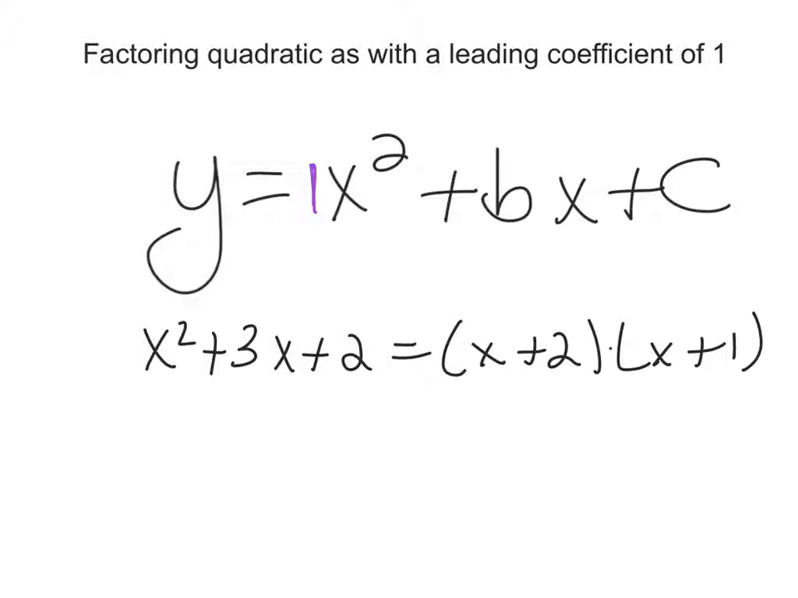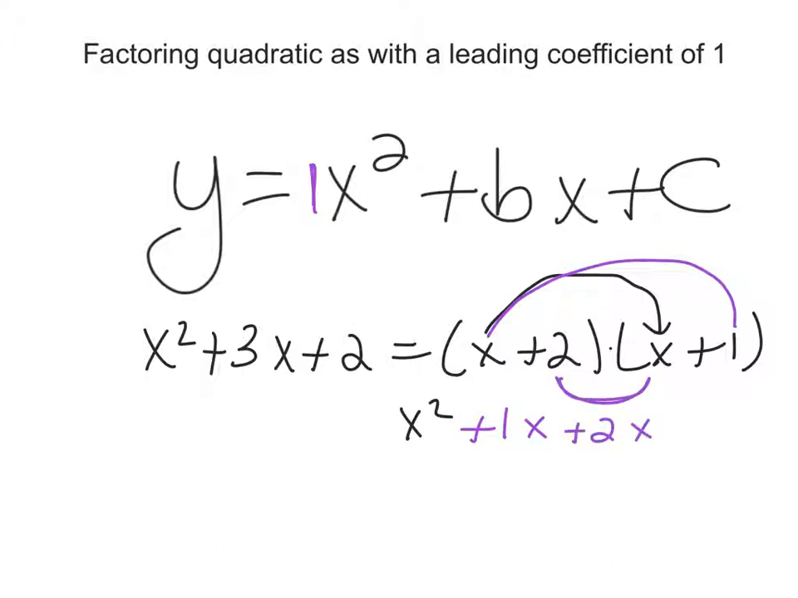So it's important to remember that if we use the distributive property here, if I were to distribute the x times the x, that gives me an x squared. Now if I distribute that x to the 1, I get a 1x. If I distribute this 2 to the x, I get a 2x. And then at the end, we're going to do 2 times 1, and that's going to give us 2. So collecting like terms, we get x squared plus 3x plus 2.